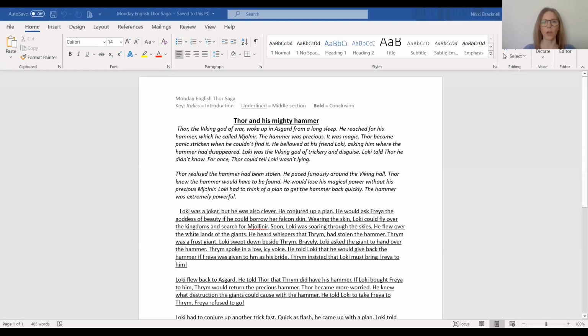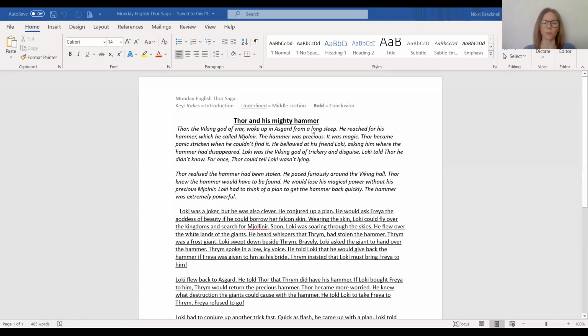Now I'm just going to share my screen with you and remind you of the piece of work that you need to look at for not only this lesson, but this week's English. So Thor and his mighty hammer. Now you read through this and used it to help you with your planning of your saga before half term. You are going to be planning your saga, you're going to be writing your saga this week, okay? And you can use Thor and his mighty hammer to help you and perhaps magpie some ideas.